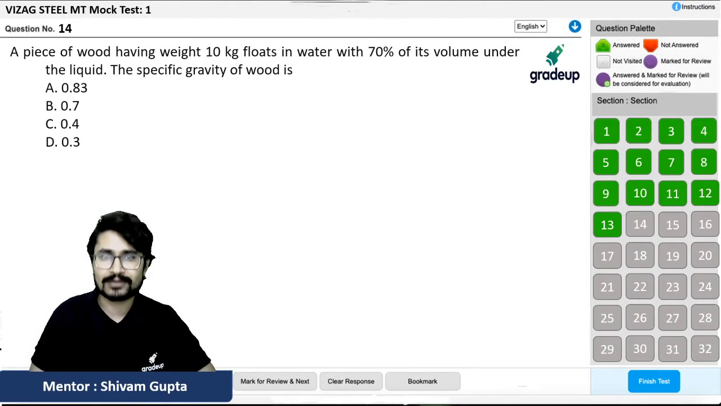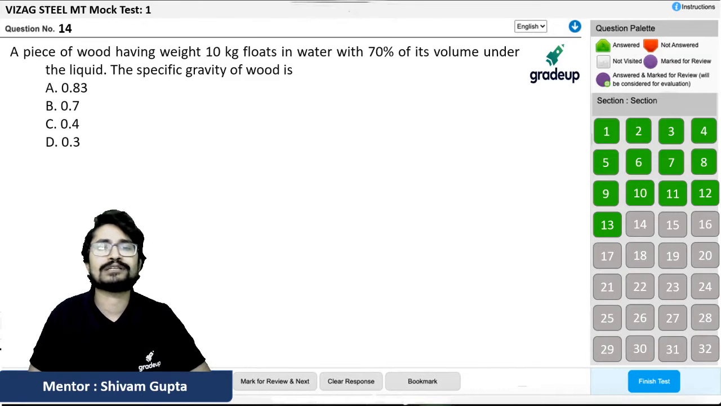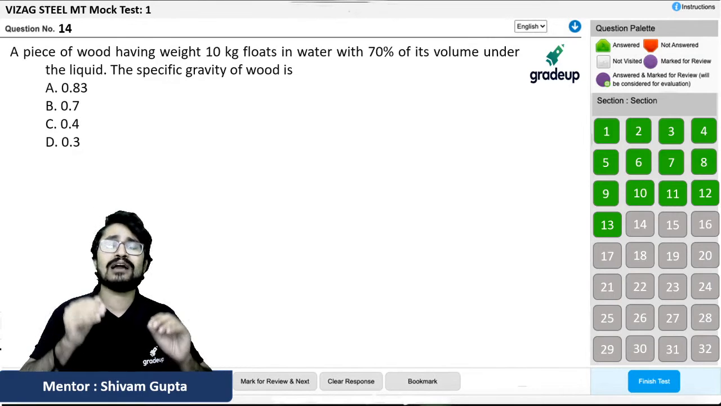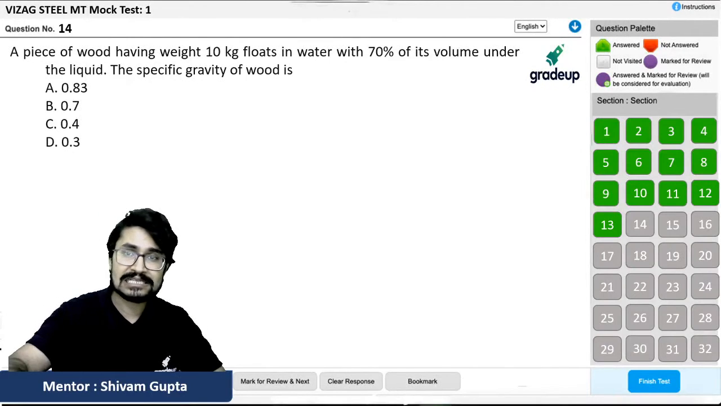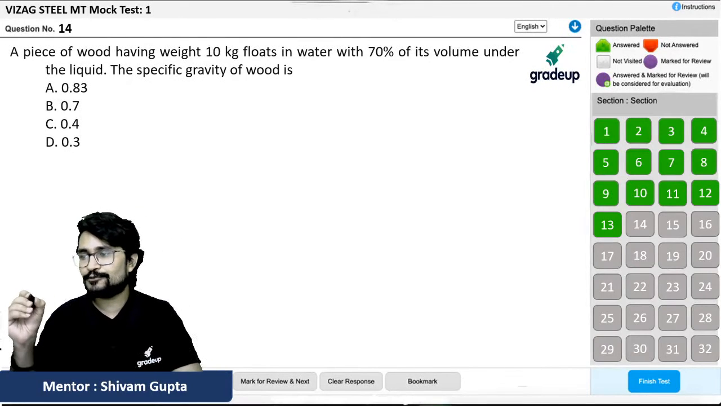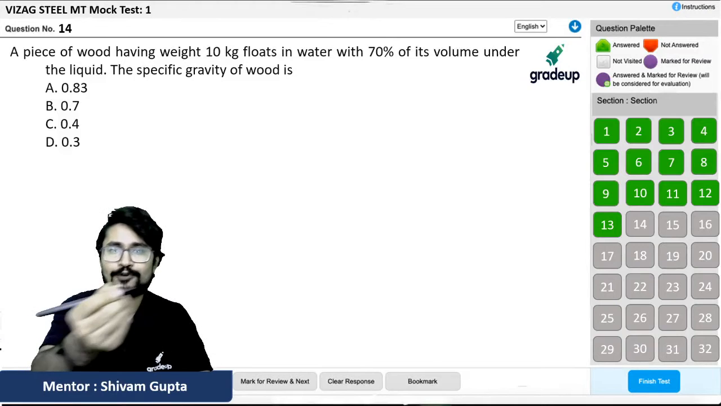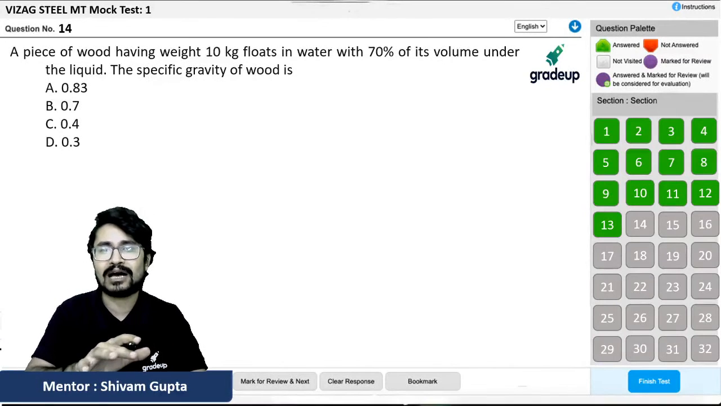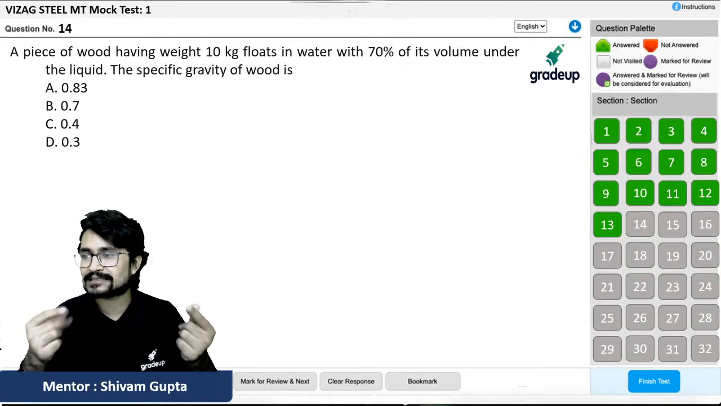Now the question says a piece of wood having 10 kg floats in the water with 70% of its volume under the liquid, then the specific gravity of the wood will be. This is the easiest question in fluid mechanics ever. I can give you the trick, and you will get the answer in 2 seconds.